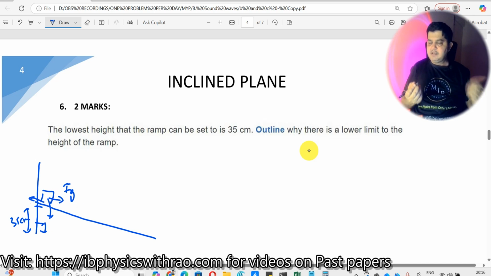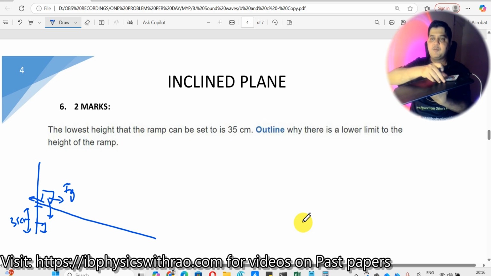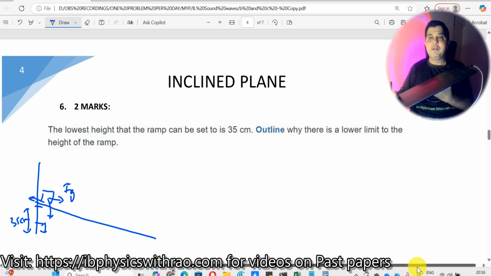Otherwise it won't slide. For example, if I have this inclined plane and keep this object, the remote, on top of it, is it sliding? It is not sliding. Same object, same mass, everything is the same. What do I do? I tilt it like this. The height was increased and it started sliding. Why did it slide? The reason is that the component of the gravitational force increased.